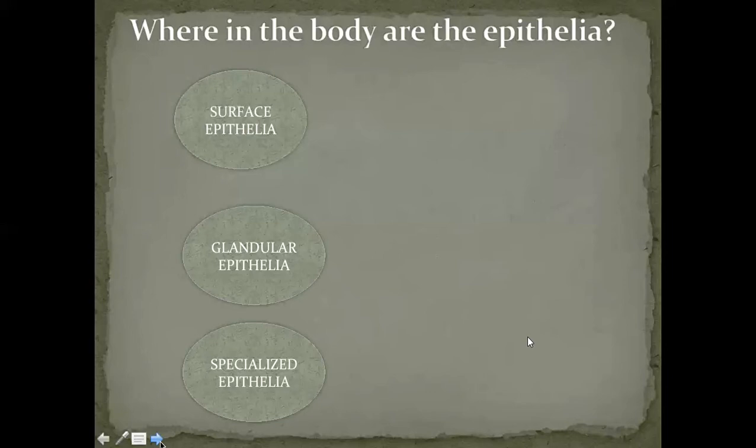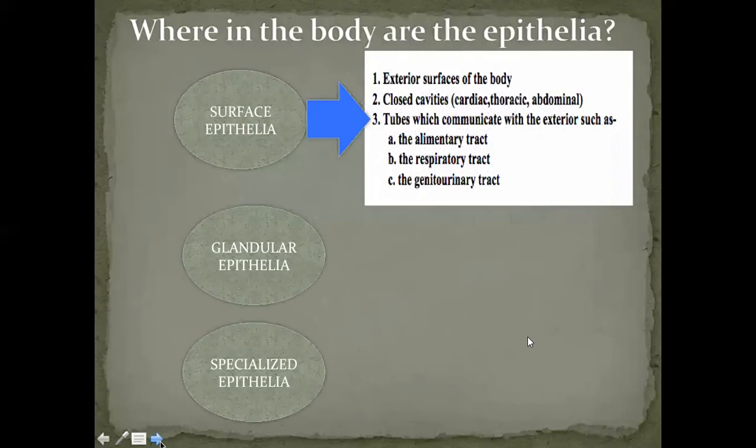So what are the examples of surface epithelia? Where can you find them? All the exterior surfaces of the body. Imagine yourself if you were not covered by the epithelial skin tissue. That comprises one example of your surface epithelia.